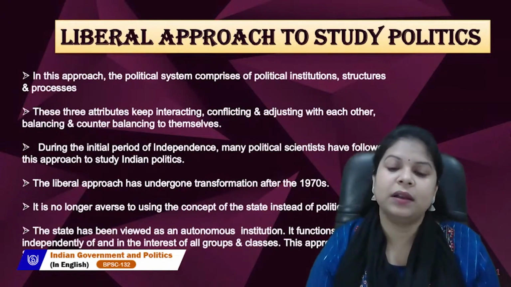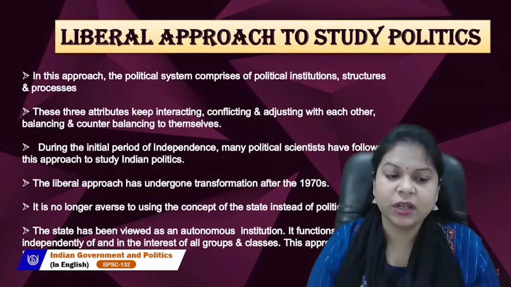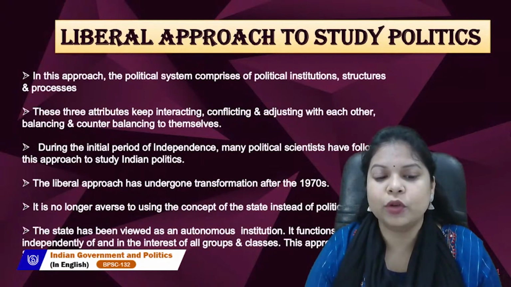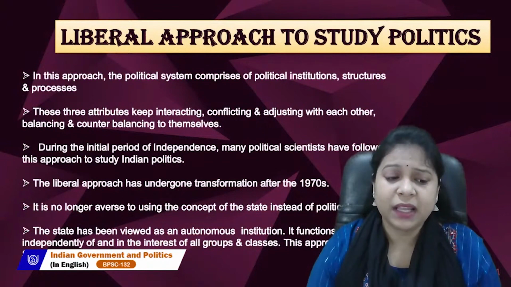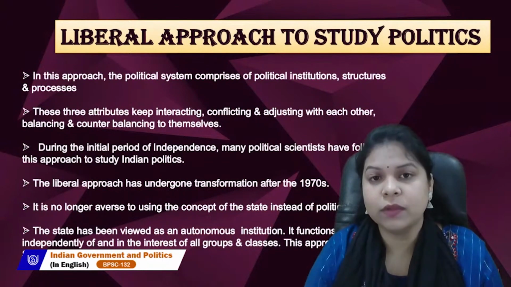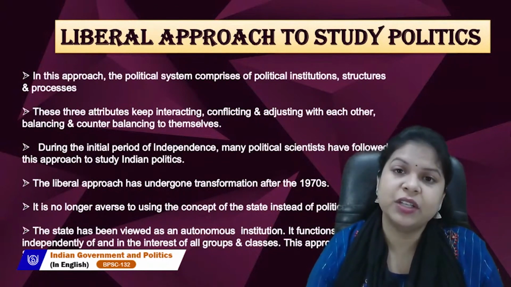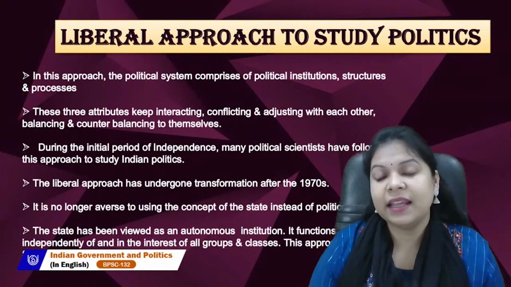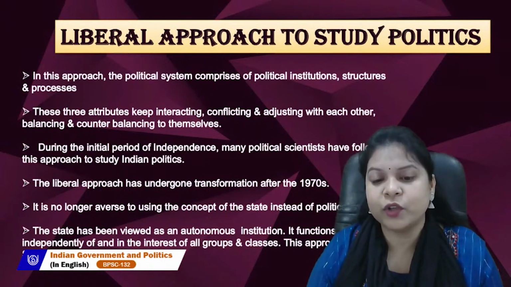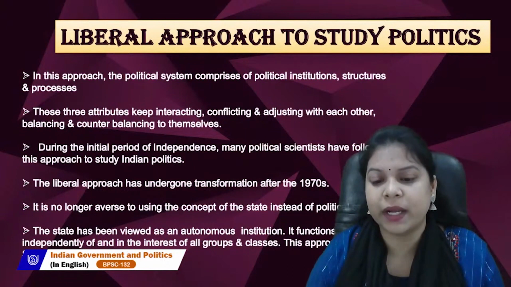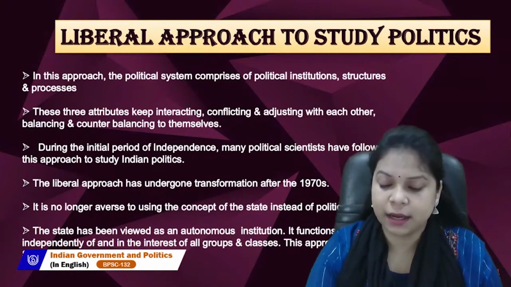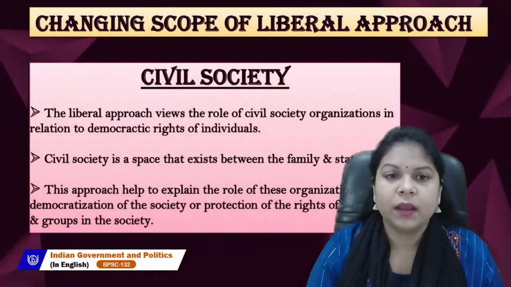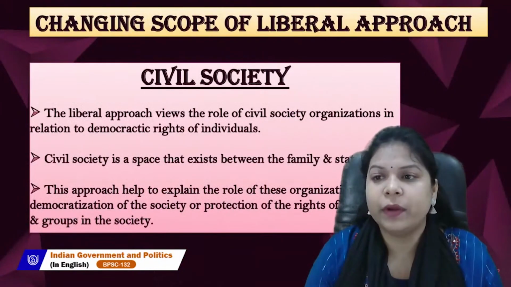So with 1970s transformation, we can see that liberal approach was not averse to using the term state. So they see state as an autonomous institution which functions independently and in the interest of all the groups or classes or the citizens of a particular country. So this approach started to be called as statist approach. So there is a changing scope of liberal approach.